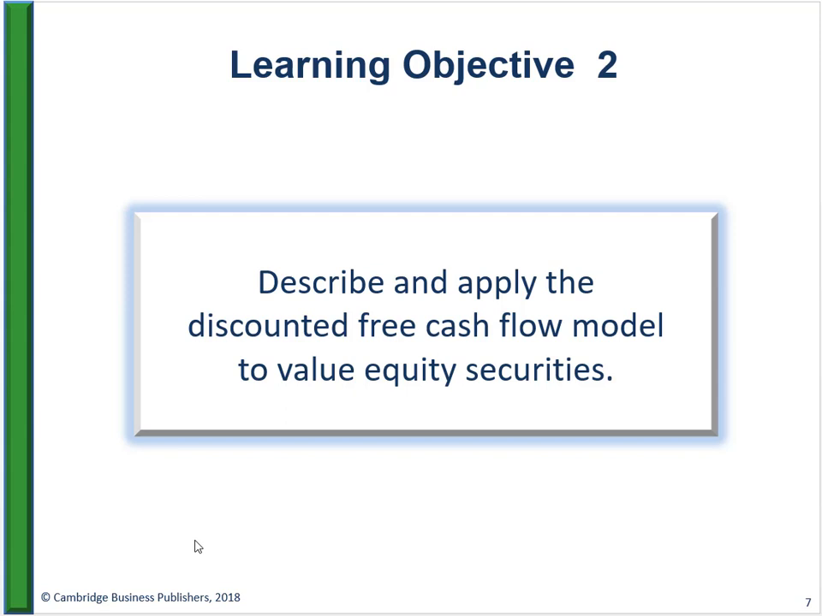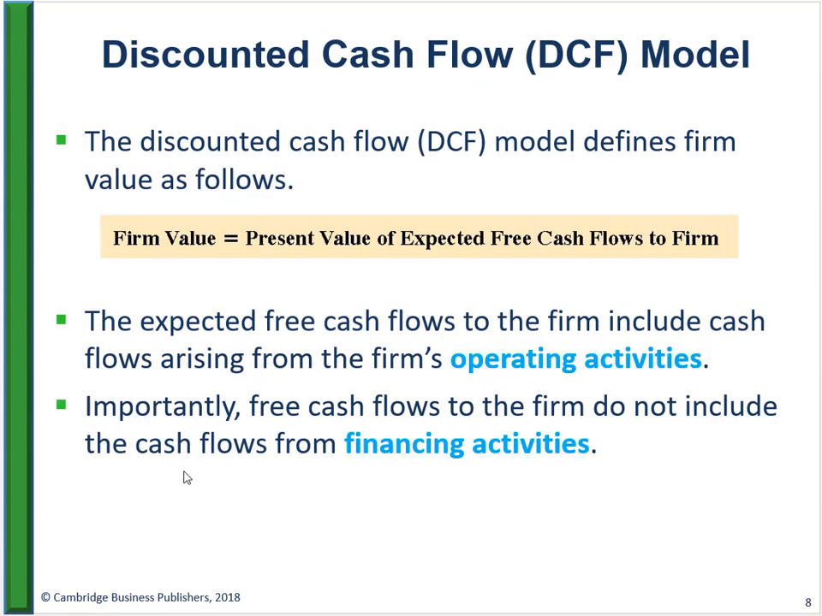Learning objective number 2: describe and apply the discounted free cash flow model to value equity securities. So let's look at that model in a little bit more detail here. The basic equation lays out like this: firm value equals the present value of expected free cash flows to the firm. And to define those free cash flows, we're looking at flows from operating activities, and it's important to differentiate there that we are not taking into account financing activities, as those would be independent of the valuation of the enterprise as a whole.